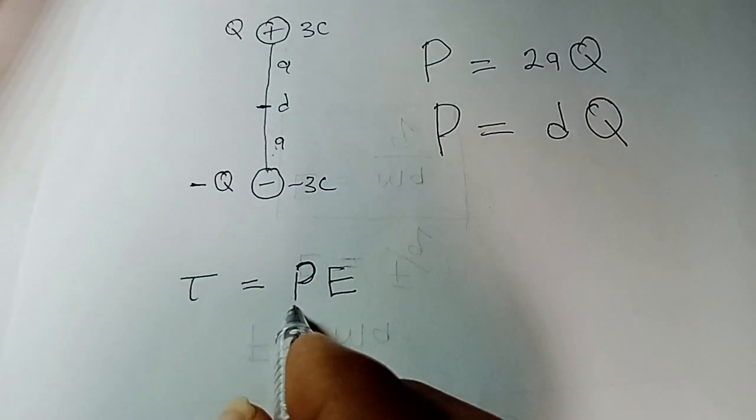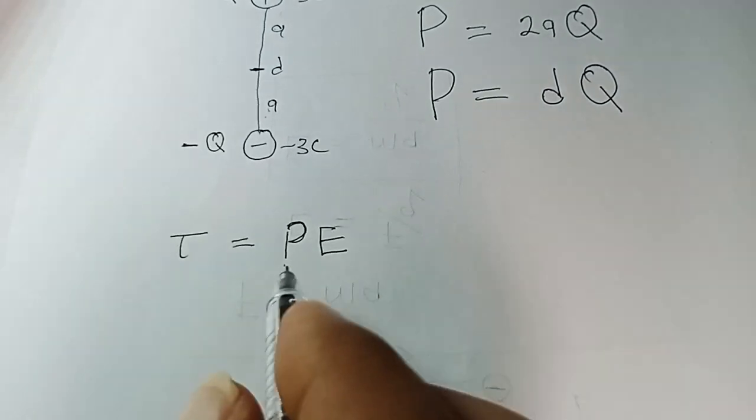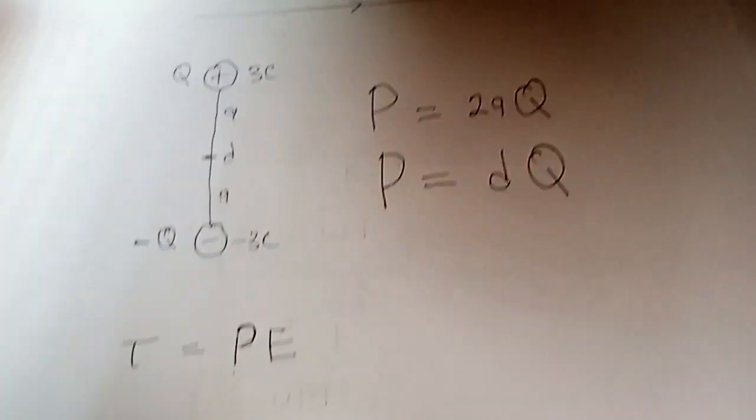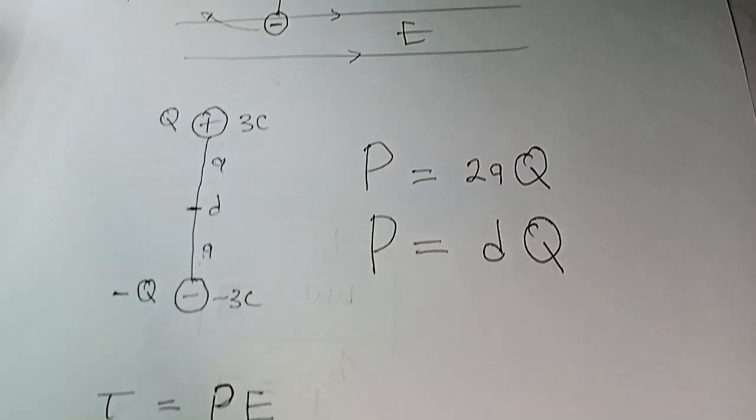Torque is written this way: it is equal to P multiplied by the electric field. So what does P stand for? Remember I told you, dipole moment. So torque is the dipole moment multiplied by the electric field intensity E.